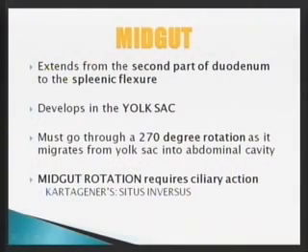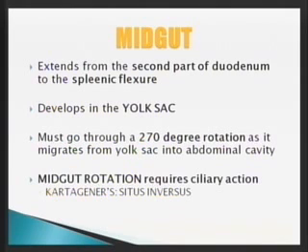Develops in the yolk sac, must go through a 270-degree rotation, and migrates from the yolk sac into the abdominal cavity. What does that mean? Well, the midgut is the only part that goes out into the abdominal cavity, or the yolk sac, I should say, rotates 270 degrees and comes back in. How does it rotate? It uses dynein arms, or cilia, to crawl along that wall to do that rotation. If there's something wrong with the dynein arm, or the cilia, or the mitochondria of the cilia, it doesn't matter what the situation is, it's not going to rotate 270 degrees.